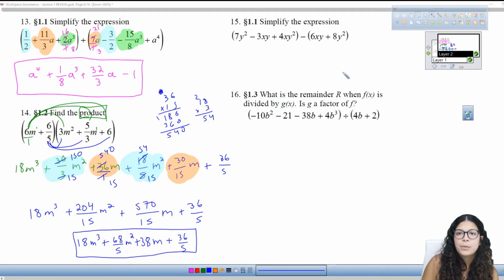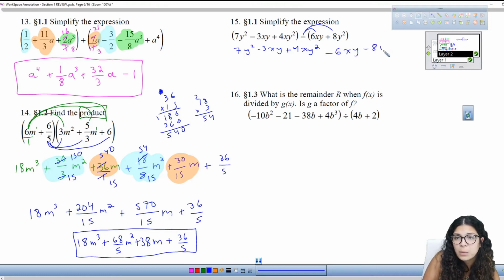All right, so for number 15, we're just simplifying this. Now this is subtraction, so I do need to distribute that negative. So this would be negative 6xy minus 8y to the power of 2. So we have 7y squared minus 3xy plus 4xy squared minus 6xy minus 8y squared.